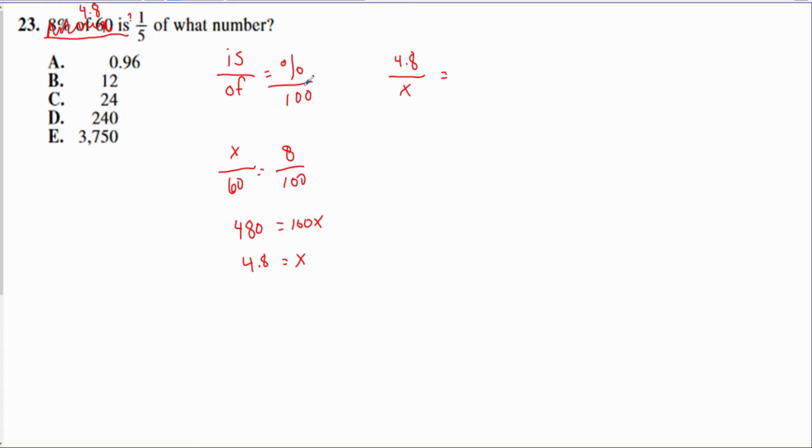And on the other side, instead of a percent over 100, they gave us a fraction, so I'm going to write that fraction. This can be written as a percent: 20 over 100 would be 20%. But instead of presenting it like that, they presented it as a fraction, though it means the same thing. Now if I cross multiply this one, it says x times 1, well, that's x, and then 5 times 4.8, which is 24. So in this case the final answer to their question, letter C, is 24.